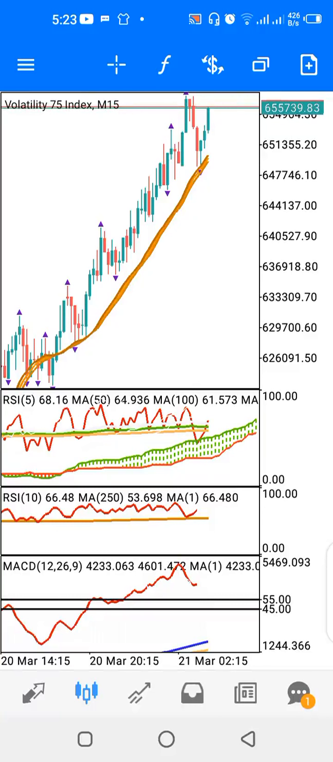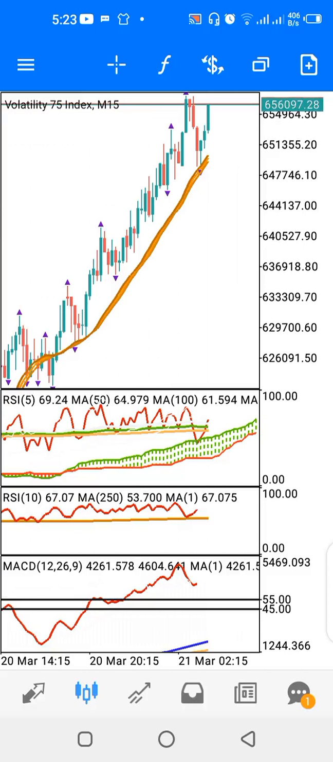Today we'll be looking at a strategy you can use to trade volatility 75 index on the 15-minute time frame. All right, let's go straight to how the strategy works.